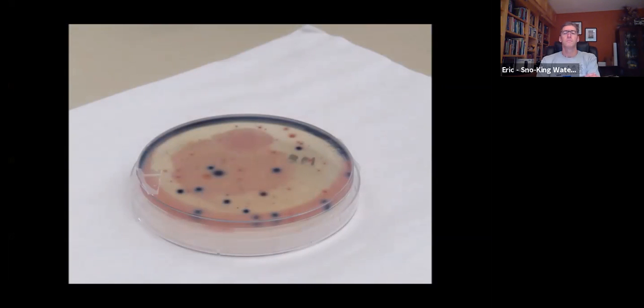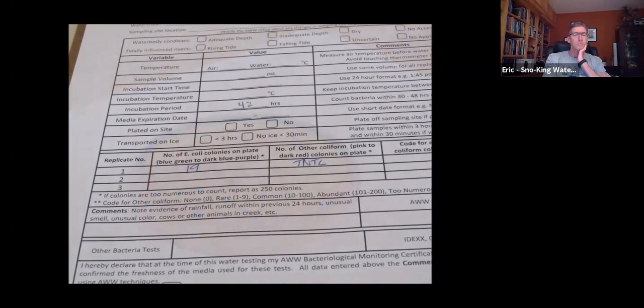If colonies appear as a ring around the edge of the plate or as one large blob, count as one colony. Record both the number of E. coli and other coliforms on the data form. The bacterial concentration in 100 milliliters will automatically be calculated in the Alabama Water Watch database. To calculate the bacterial concentration by hand, divide the number of E. coli colonies counted by the sample volume, then multiply by 100.